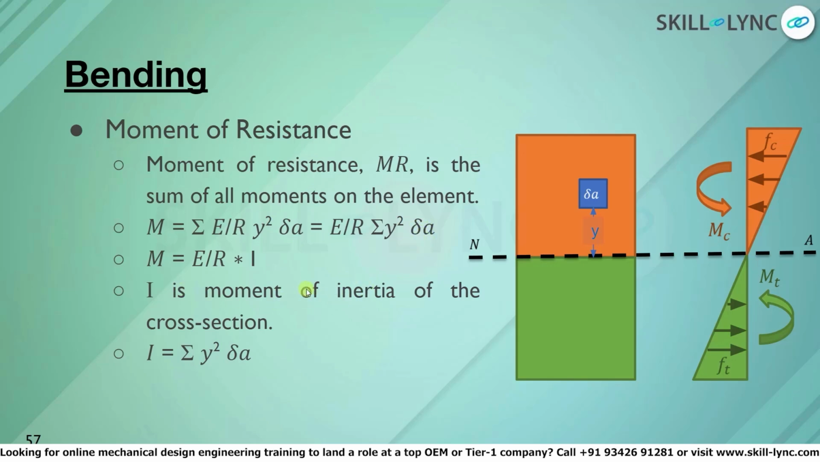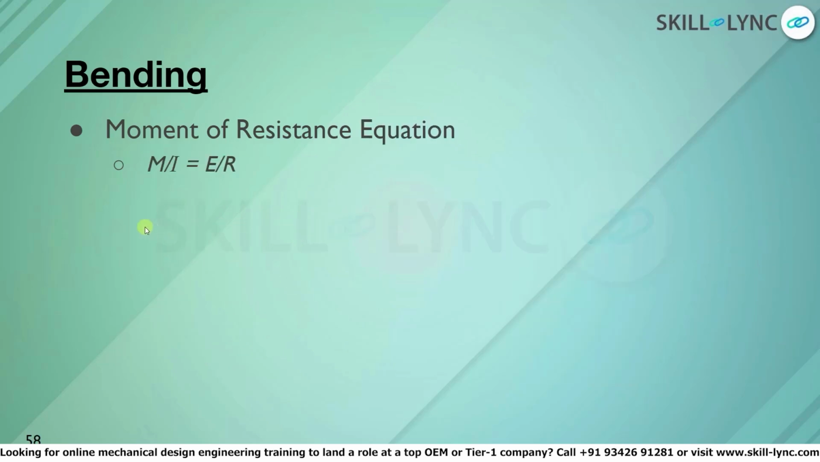We can denote sigma y square del A as I, which is the moment of inertia. So basically the moment of inertia will be equal to the summation of y square del A. Finally, from whatever we have derived earlier, the moment of resistance equation will be M divided by I, which will be equal to E by R, wherein M is the moment of resistance, I is the moment of inertia, E is the modulus of elasticity, and R is the radius. This equation is also called Bernoulli's bending equation.